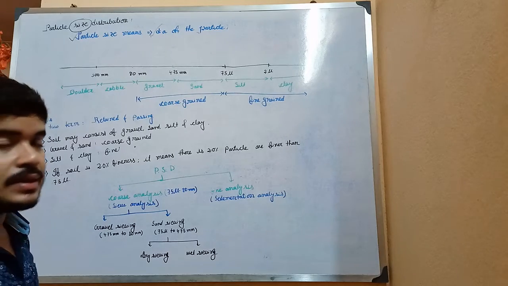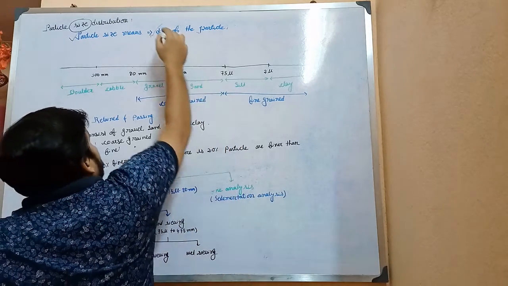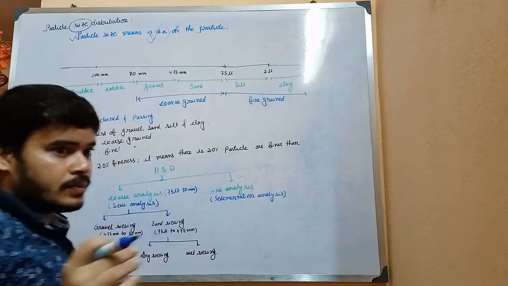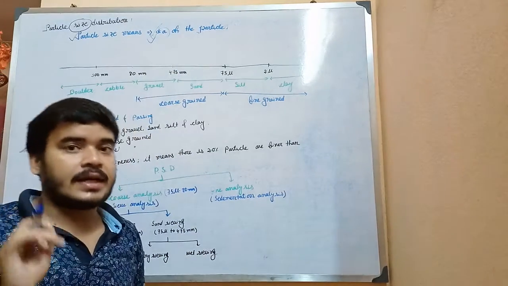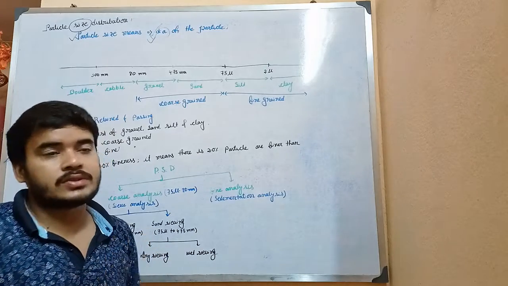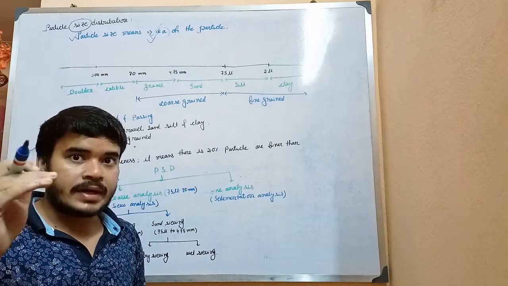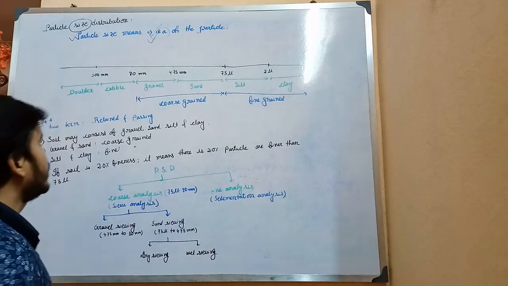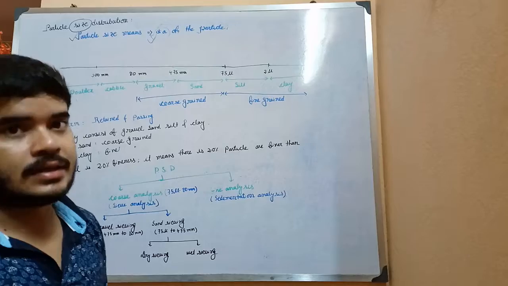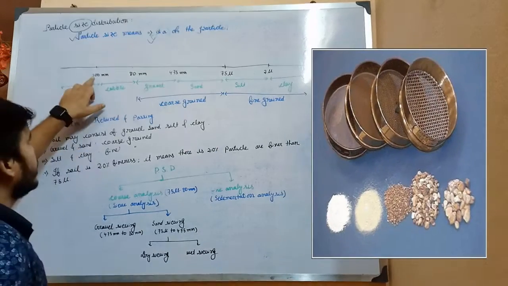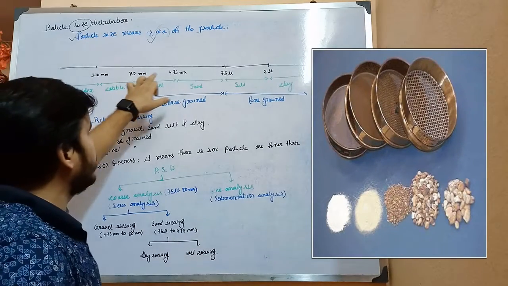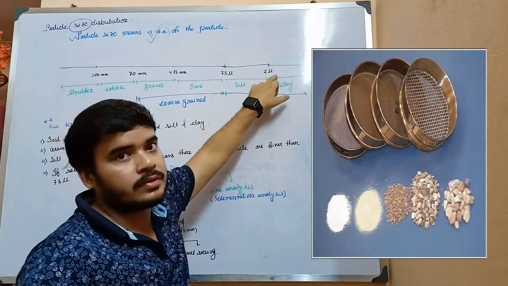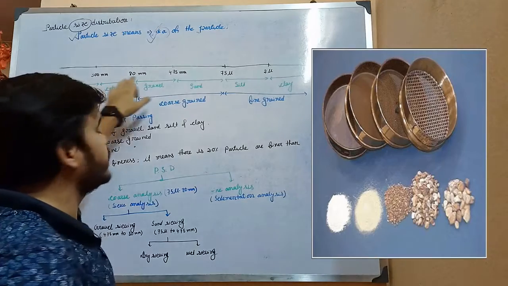And what does that mean? That means the dia of the particle. We have to find out what its dia is. Then we have to distinguish the solids by its size. And how will we distinguish its diameter? By some sieving. Look here: 300 millimeter, 80 millimeter, 4.75 millimeter, 75 micron, 2 micron. These are all sieve sizes.